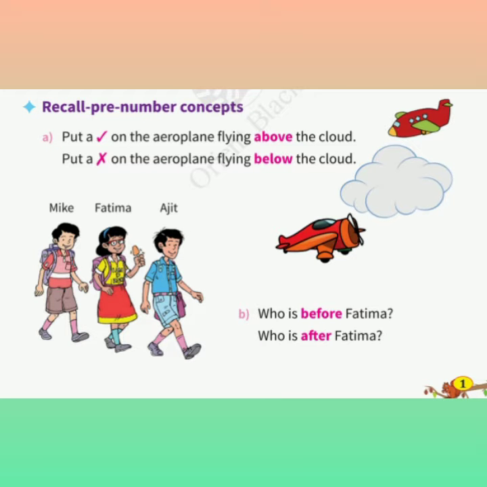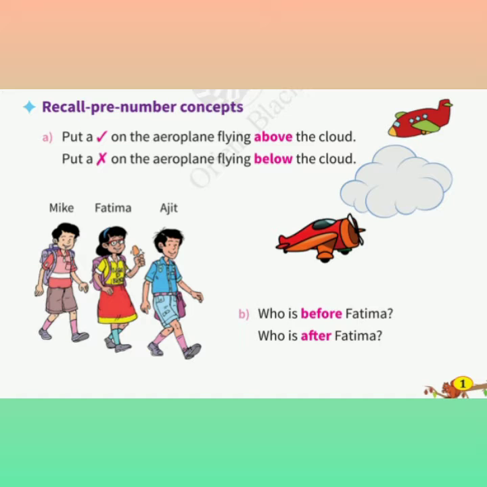Let us recall some pre-number concepts. In that, first one, A. Look at the following picture. Put a tick mark on the aeroplane flying above the cloud. You have to put the tick mark on that aeroplane which is flying above the cloud, and you have to put a cross mark on the aeroplane which is flying below the cloud. Can you do this? Yes. So here we go now.